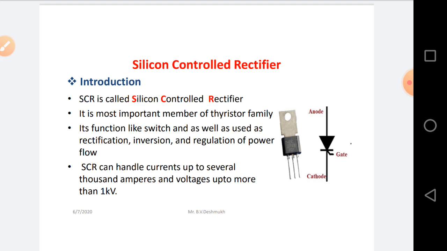SCR can handle current up to several thousand amperes and voltage up to more than 1 kilovolt, right? So this is the handling capability of current and voltage, and the product of current and voltage becomes the power handling capability. This is the general specification of power handling capability, and in real time an SCR has some numbers mentioned, and according to those numbers we can define how much power, or how much current and voltage, this SCR handles.